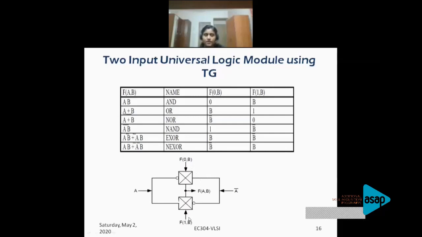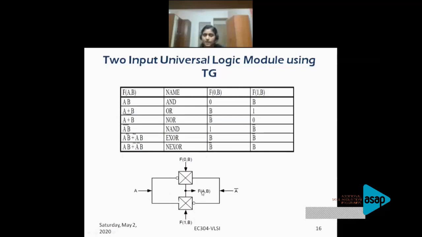Here it is, b bar, right? So b bar dot a. So this is what? 1 dot a bar plus b bar dot a, or a bar plus ab. Sorry, a bar plus ab bar, right? This is 1 dot a bar and this is b bar dot a. So a bar plus ab bar.